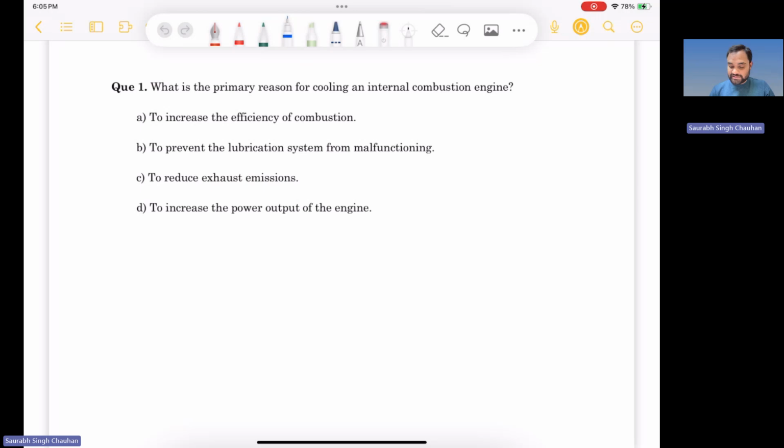Option A, to increase the efficiency of combustion. Option B, to prevent the lubrication system from malfunctioning. Option C, to reduce exhaust emissions. And last option, to increase the power output of the engine. I think this is quite intuitive and you can easily answer this question. The cooling system will not affect the efficiency of the combustion. In fact, the efficiency of combustion is higher if the combustion is happening at higher temperature, right? We have discussed this in some previous session, that if the average temperature of the heat addition is higher, then efficiency is increased. So cooling will not increase the efficiency. Technically, it can reduce the efficiency, but it will not increase the efficiency.